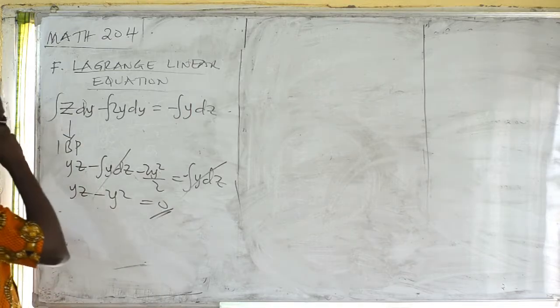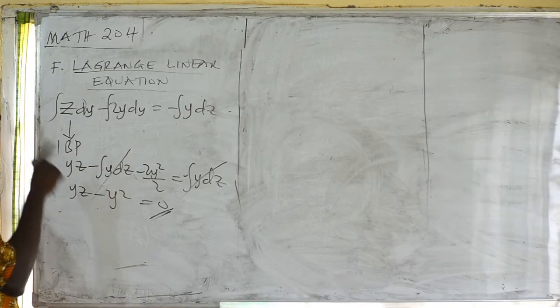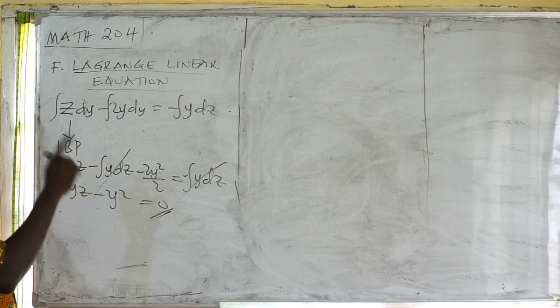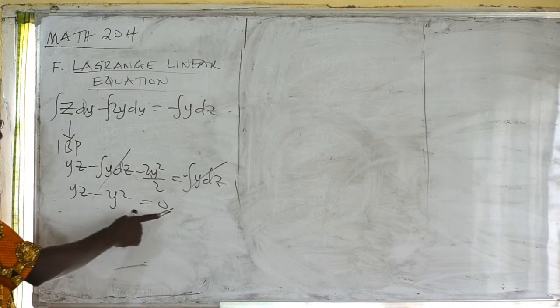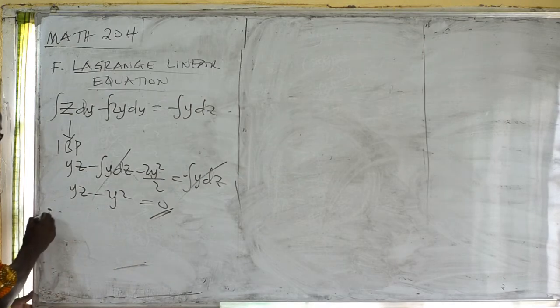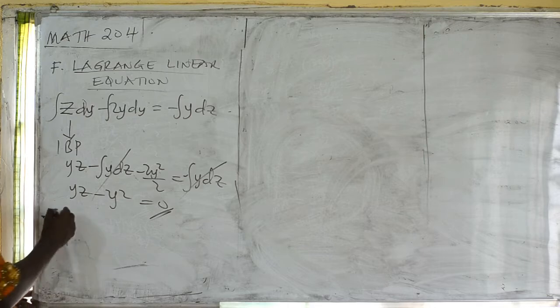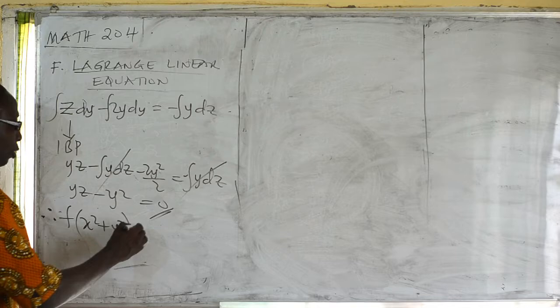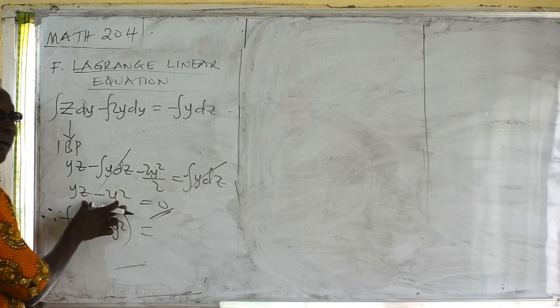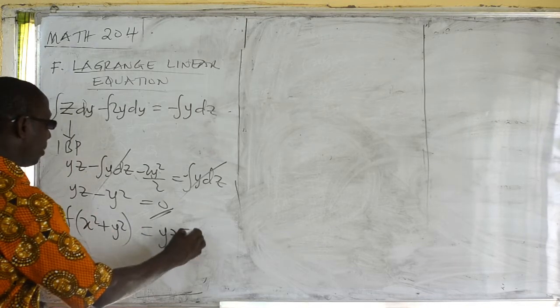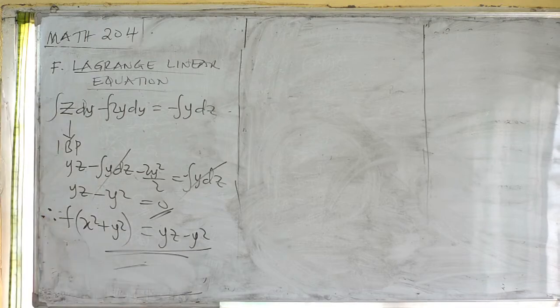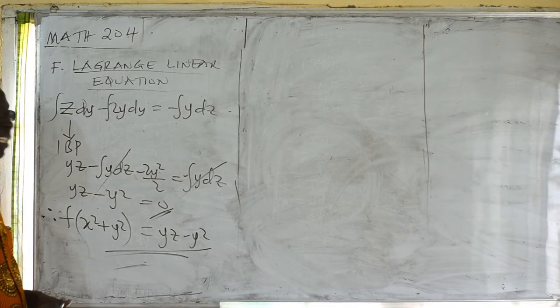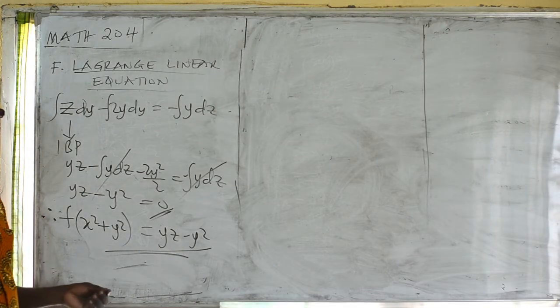So let's compare the two answers. The other answer was x squared plus y squared is equal to c1. Then this one is equal to 0. So remember the rule that when one of them is equal to 0, you have f of the other one, which is not equal to 0, equal to the one that is 0, so yz minus y squared. This is the solution for the Lagrange linear equation. Very simple and very interesting.